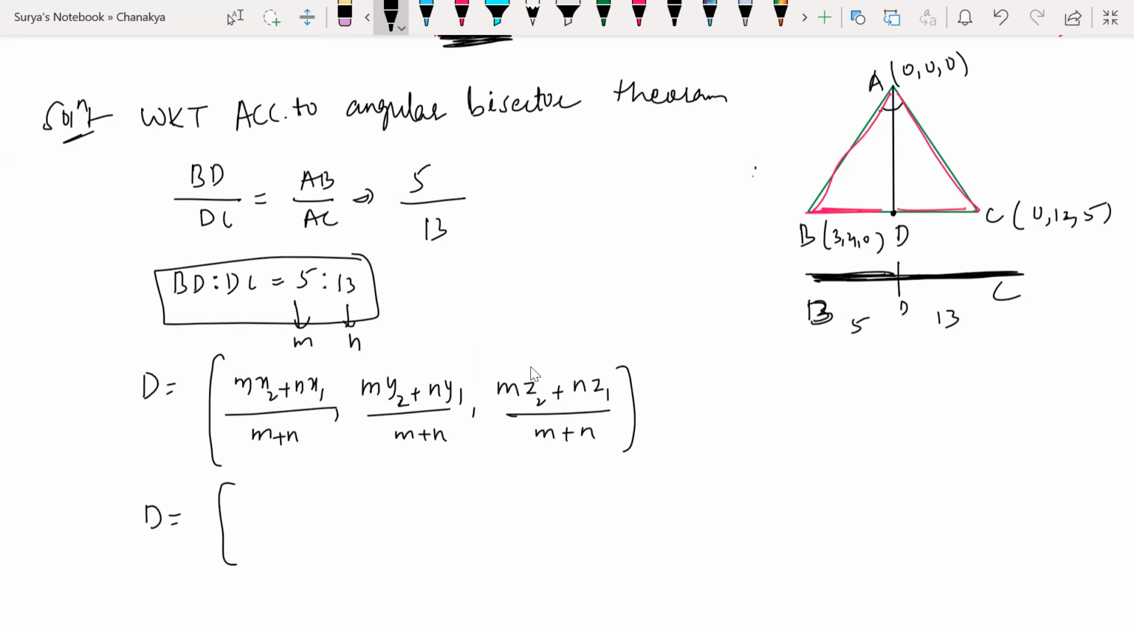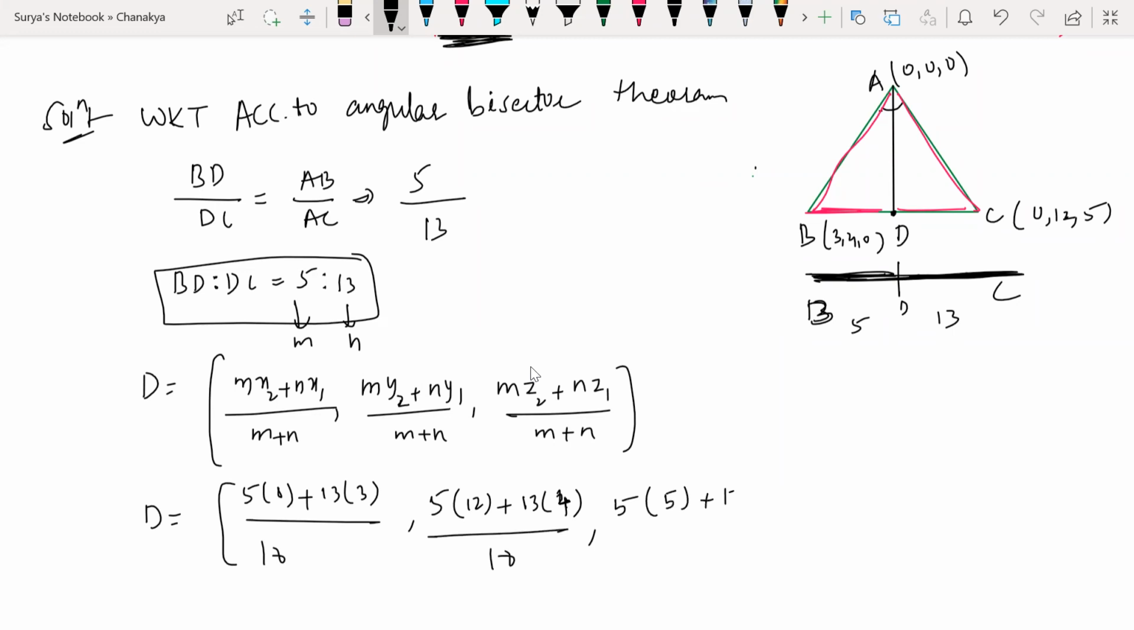What is the m value here? 5. So 5 into 0 plus 13 into 5 divided by 18, then 5 into 12 plus 13 into 4 divided by 18, and 5 into 5 plus 13 into 0 divided by 18.